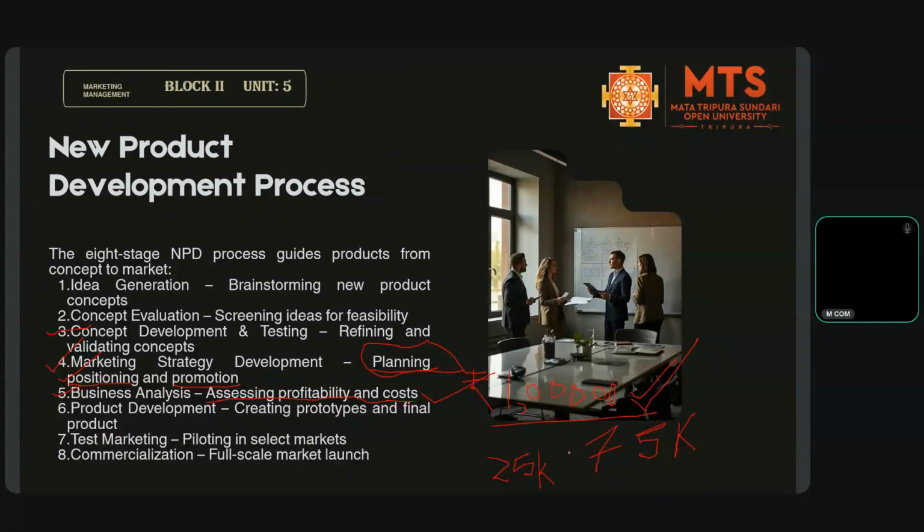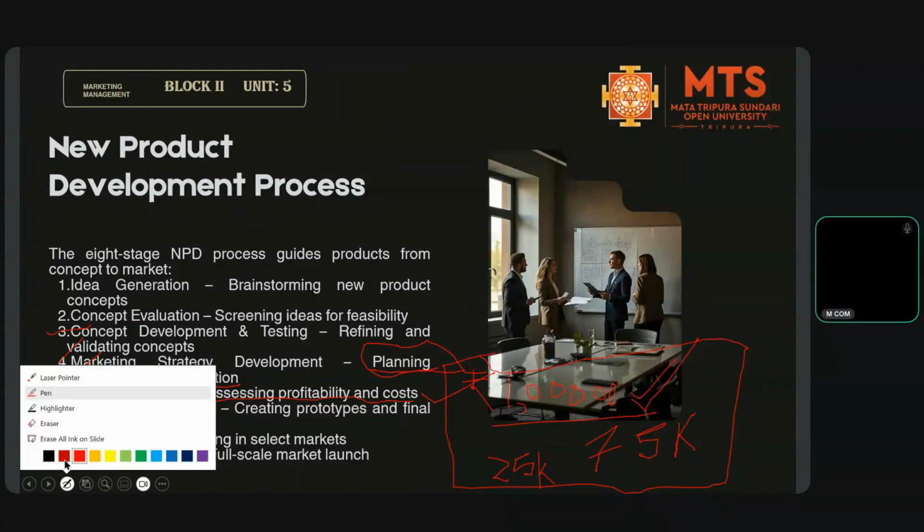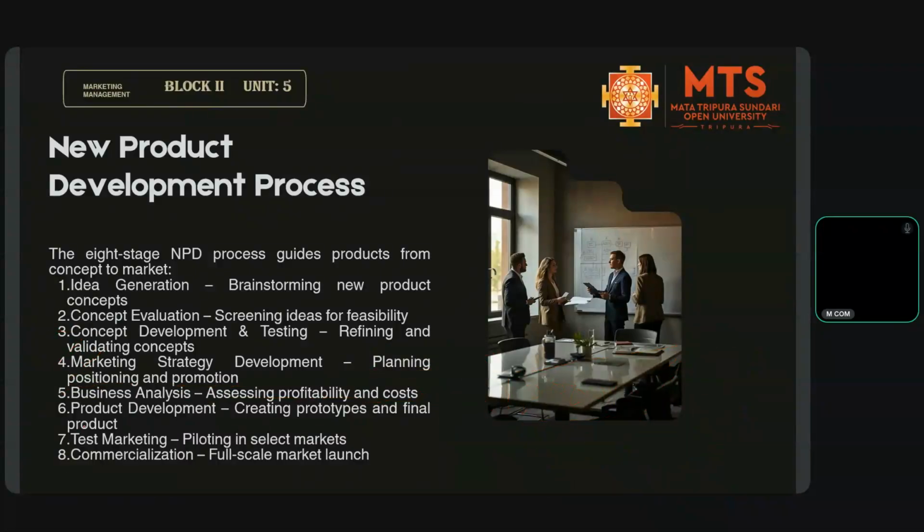One lakh. So here they will be able to cope with all the costs and enhance their profitability. Next will be product development. Now they will create a prototype and then finalize the product.